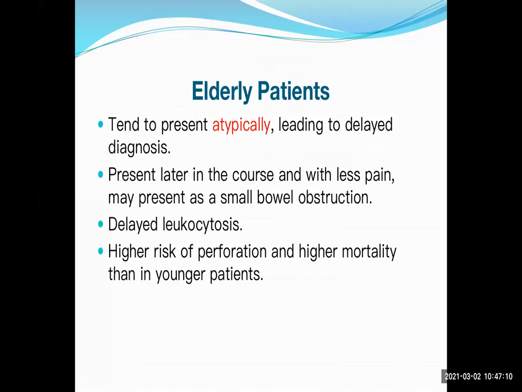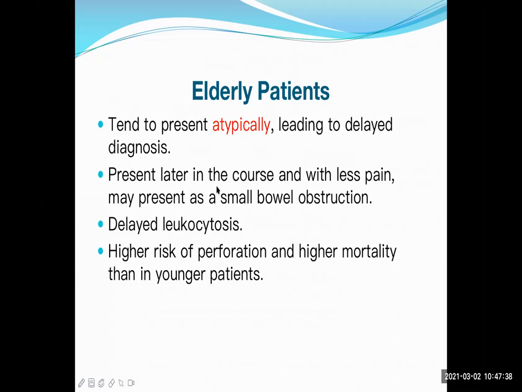Now, what do we do in the elderly patient? Elderly patient means, for example, older than 75 or 80 years. They also tend to present atypically, leading to delayed diagnosis. They are a relatively immunocompromised population, so the features of inflammation may not be that much. So those typical signs and symptoms may not be present. So that is the point.